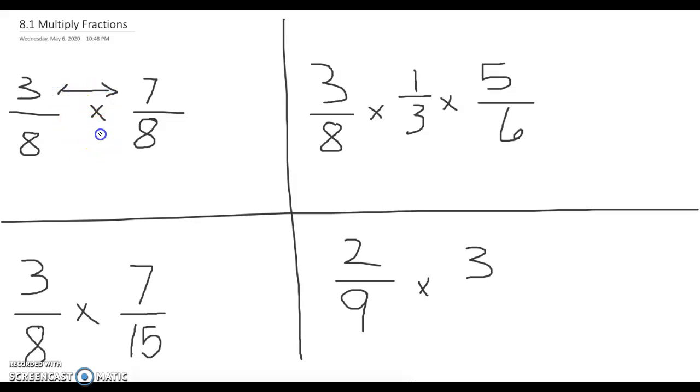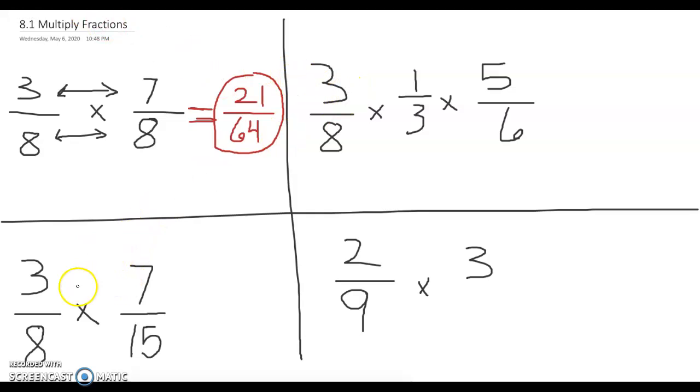And then we have an answer. 3 times 7 is 21, and 8 times 8 is 64. Finally, we need to figure out if we can simplify this. Can we simplify 21/64? No. So therefore, our answer is 21/64.